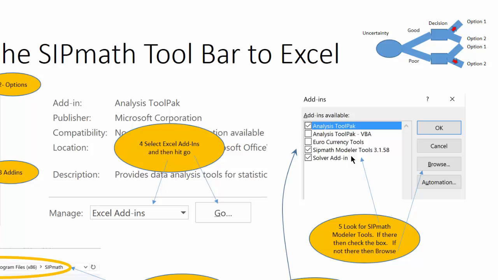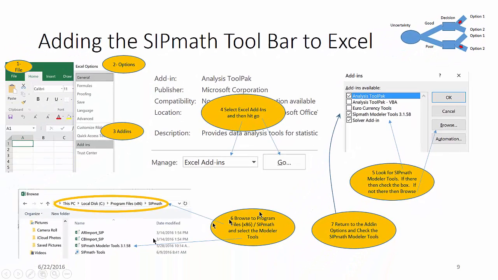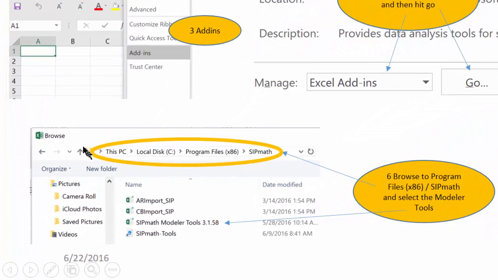SIPmath may not be listed, so then you'll need to browse. Okay, so this may become the tricky part. Where are you going to find this add-in? Well, it's going to be located on your PC, local disk, program files x86, and then under SIPmath. And you'll want to click on this file called SIPmath Model or Tools 3.1.58 or some number that might be bigger than that if they've updated it.